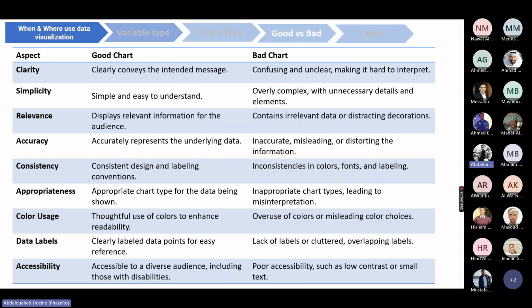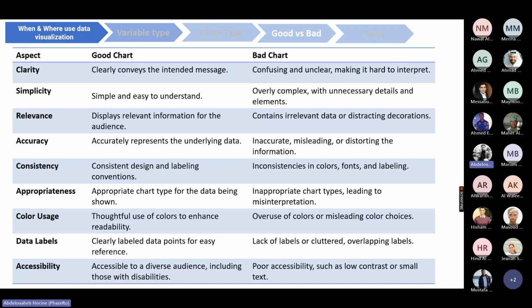If I am preparing a report for CEOs or for analysts, it will be different to make this chart. We have accuracy. This is related to the data. We need to ensure that our data has good quality after the process of data governance. Consistency also, appropriateness, color usage. And this is what maybe will be important when we see it in our next chapter.